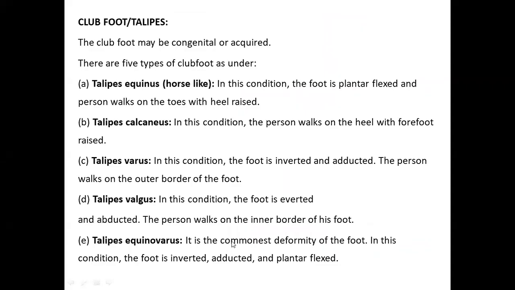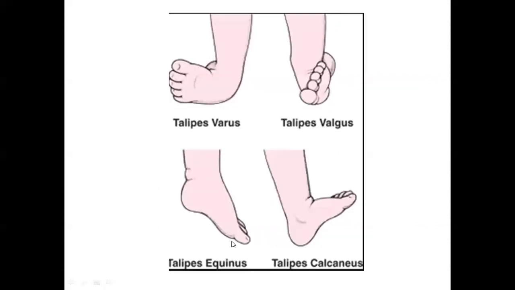Then we have talipes calcaneus. Talipes calcaneus पे calcaneum पे चलता है. In this condition, the person walks on the heel and the forefoot is raised. Then we have talipes varus. In this condition, the foot is inverted and it is adducted. The person will walk on the outer border of the foot. Then we have talipes valgus. In this condition, the foot is everted and abducted. The person will walk on the inner border of the foot.